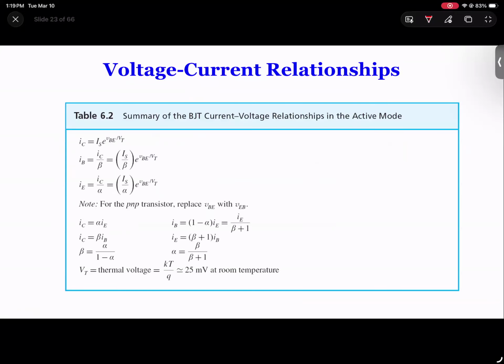Okay, so to summarize again the different relations: IC, IB, and IE. And for PNP transistors, replace VBE with VEB and so on. So that's all the relations. And down below, you have VT is 25 millivolts.